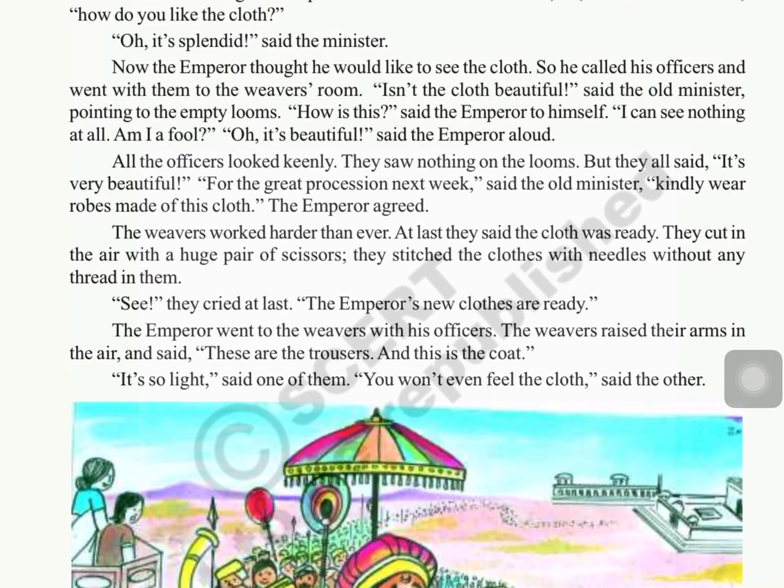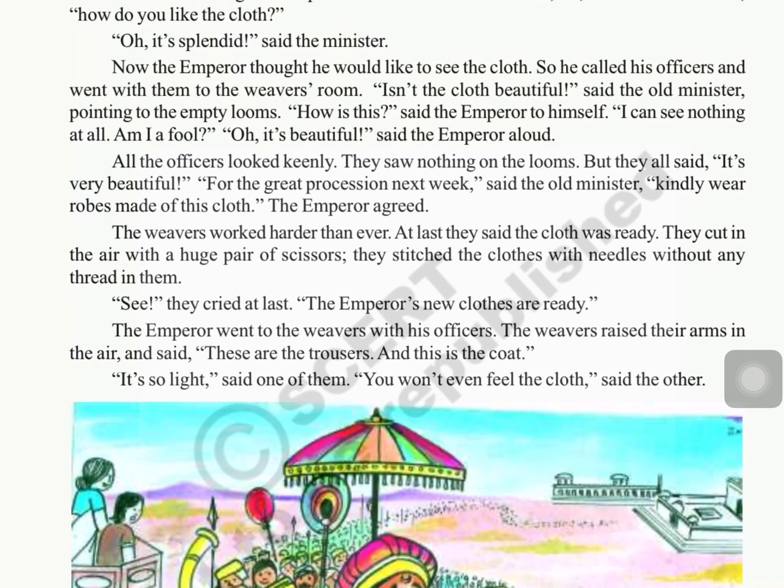The weavers worked harder than ever. At last, they said the cloth was ready. They cut in the air with a huge pair of scissors. They pretended as if they were working a lot, and they were working harder than ever. Until now, they did not work like this, but they are working very hard for the emperor. They cut the cloth in the air. How did they cut? With a huge pair of scissors.